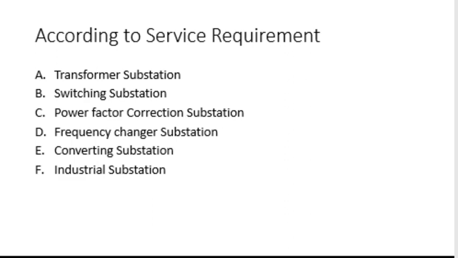So we can say that at the switching substation the power lines are switched, but the voltage level will be constant. The most important part is that the voltage level will be constant in the switching substation.